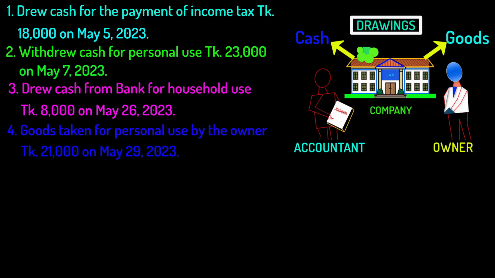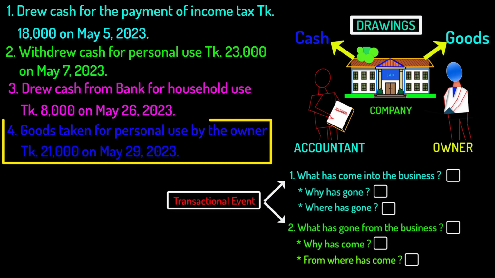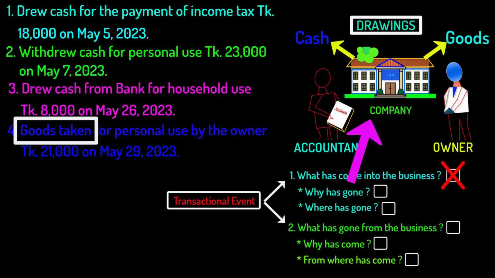Now we will learn the process of passing journal entries for this transaction. Goods taken for personal use by the owner, taka 21,000, on May 29, 2023. For this transaction, ask yourself, what has come to the business? Can you tell me the answer? Yes, the answer is nothing. Nothing has come to the business. Because for drawings of goods from the company, it will get nothing.